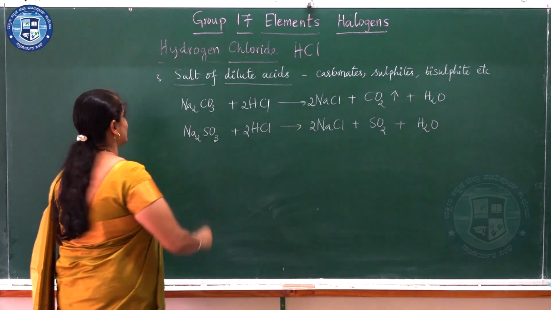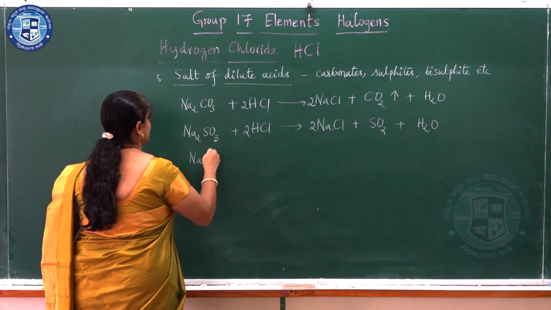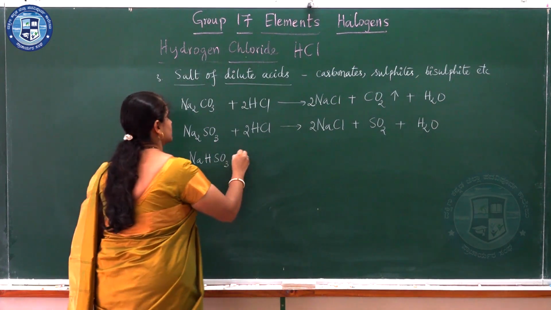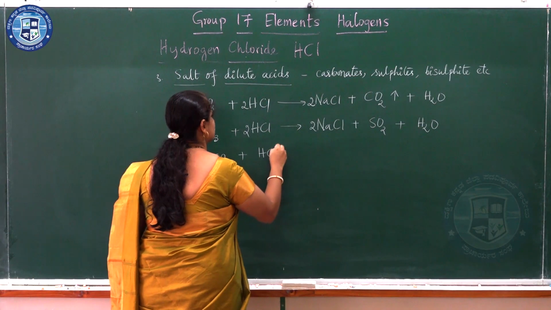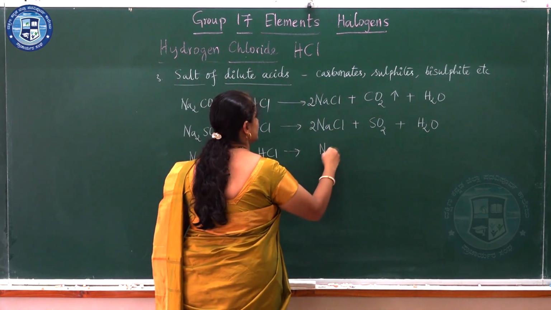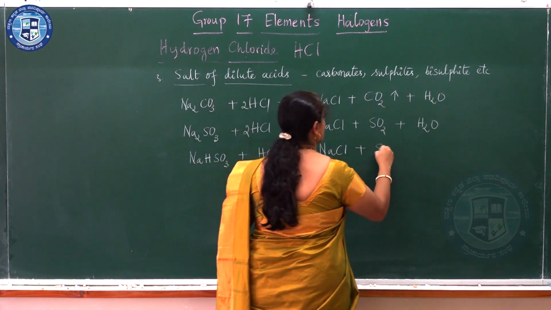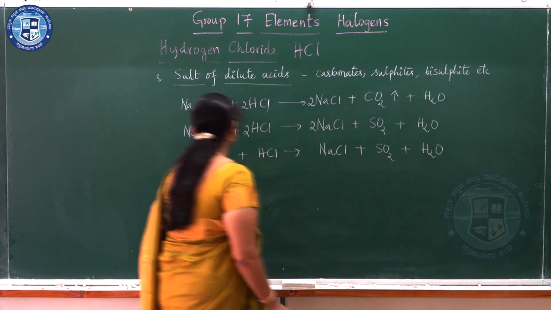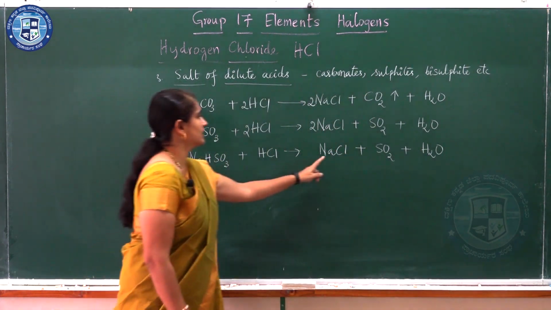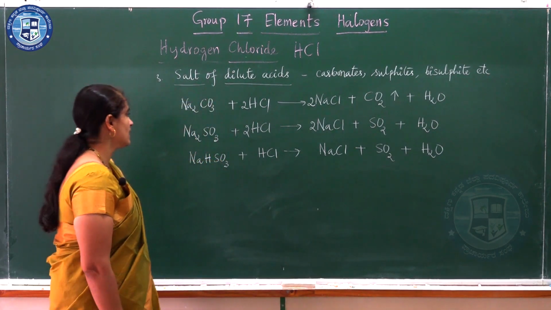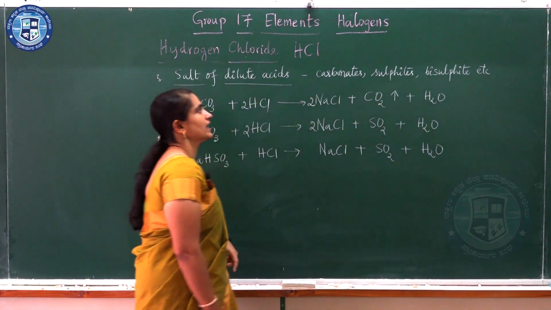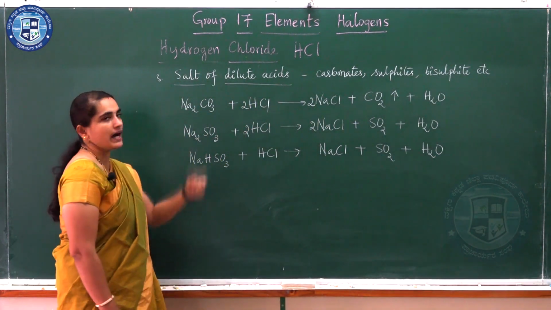If you take bisulfite, which is nothing but NaHSO3, in this case also it reacts with HCl, same products, NaCl, sulfur dioxide which is SO2, and H2O. In this case I have only one Na and hence the equation is self balanced. One H is here and one H here, total 2 H. So this is regarding reactions of hydrogen chloride.